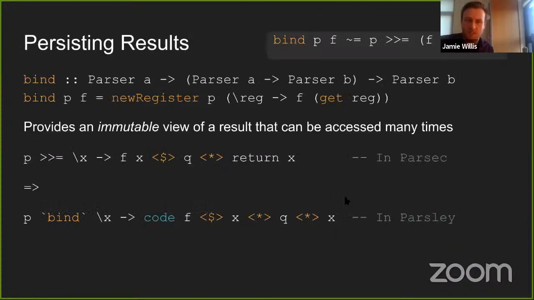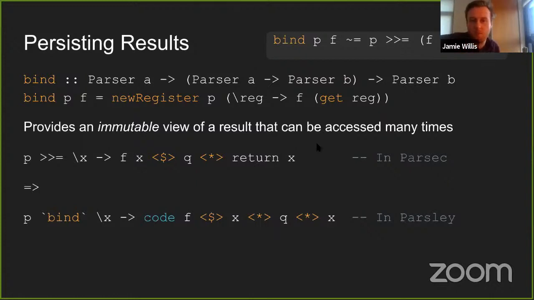So what's the practical difference and how's it implemented? If you want to think in terms of monads, it's basically the same as doing a bind where you put pure in front of it. Operationally, they're identical. In terms of how Parsley does it, well, it makes a new register that stores the value, and then it calls the function with get of that register. So you can think of it like an immutable view of a register that can be used many, many times.